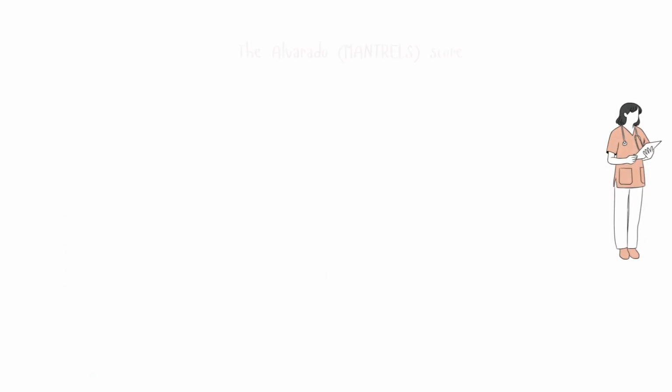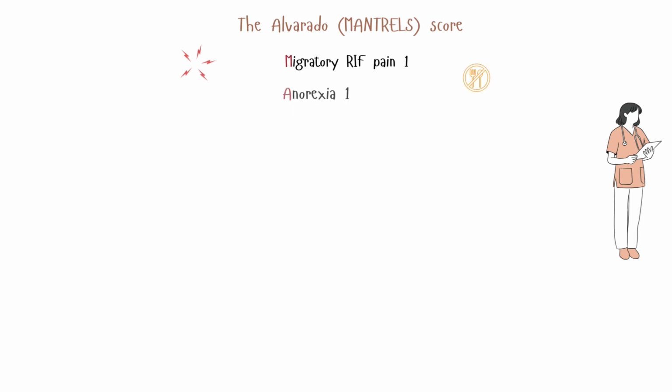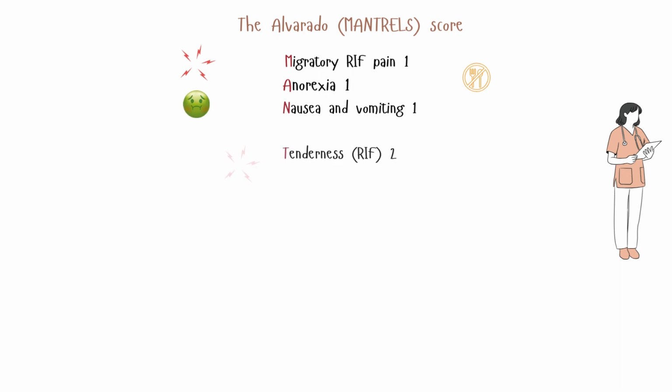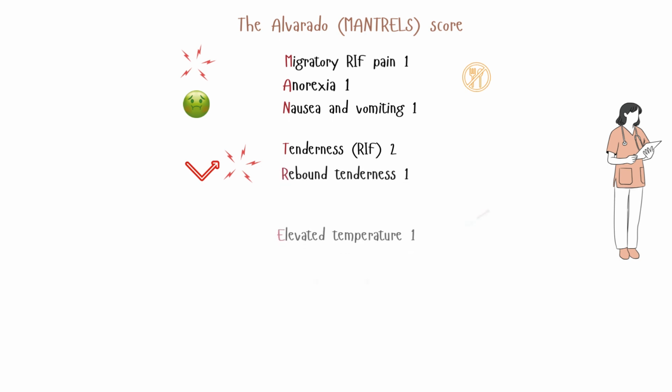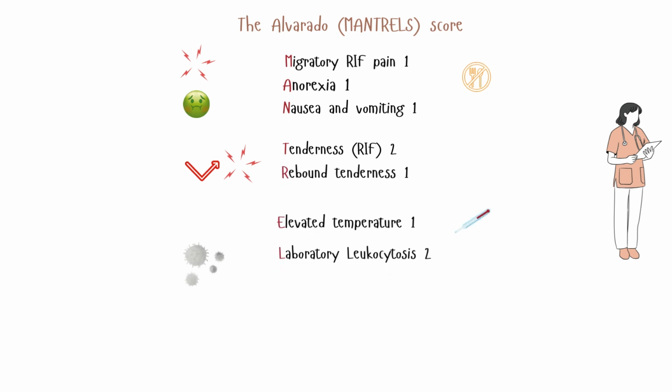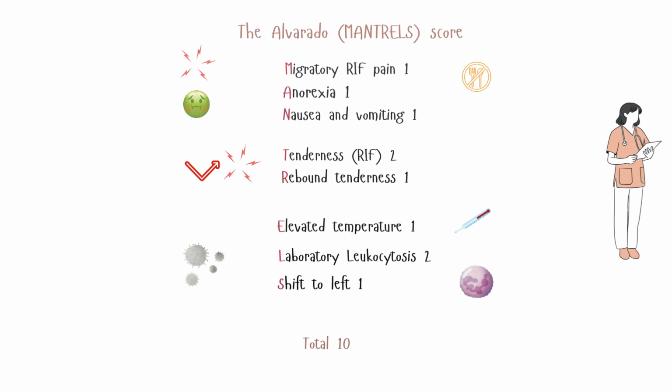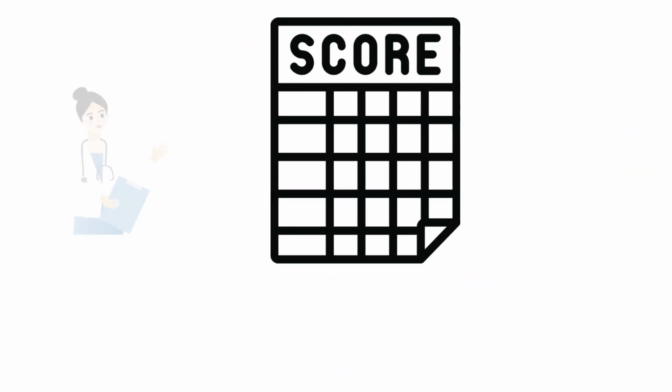An important tool used for the diagnosis is the Alvarado Score, in which the scoring is given to the signs and symptoms: 1 point is given to the migratory right iliac fossa pain, 1 point for anorexia, 1 point for nausea and vomiting, 2 points for tenderness in the right iliac fossa, 1 point for rebound tenderness, and 1 point when the temperature is raised, 2 points when the WBCs are high in number, and lastly, 1 point is for the shift to left for the neutrophil. From the total of 10, a score of 7 or more is strongly predictive of acute appendicitis.